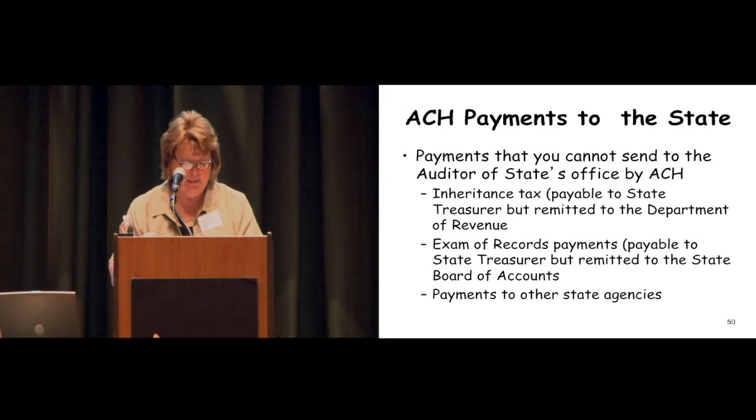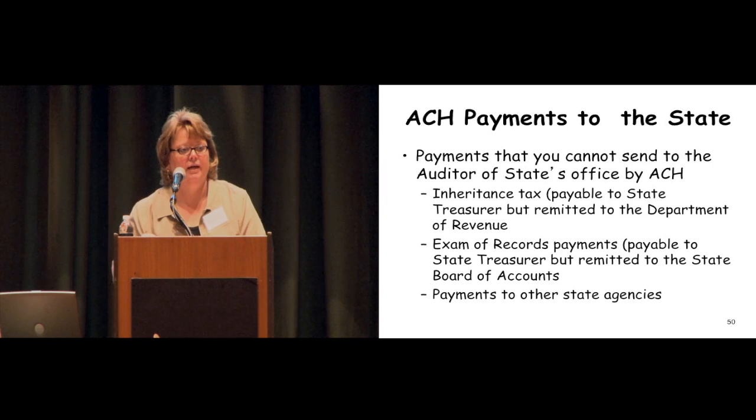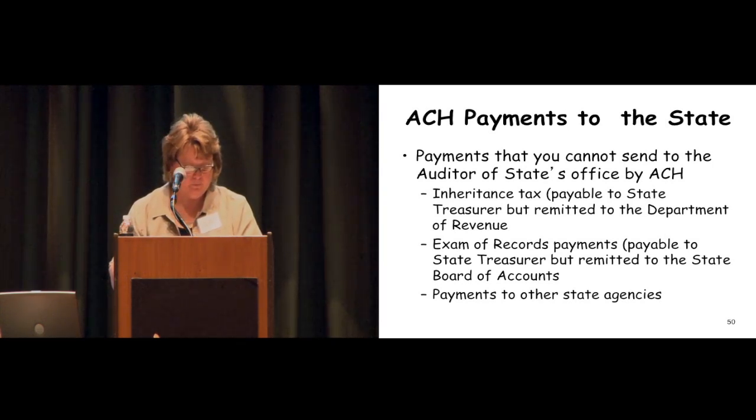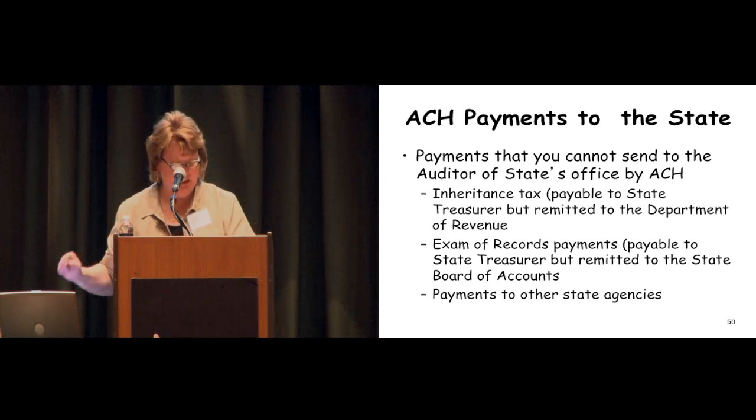Payments you cannot send to the Auditor of State are inheritance tax payments to the Department of Revenue, exam of records to the State Board of Accounts, which, by the way, when you get that invoice from the State Board of Accounts, it does give you their address to remit it to. We're more than happy to forward them on, but it does delay them getting their money if it is sent to us. So please make sure on your invoices you check for remittance addresses, and payments to any other state agency.